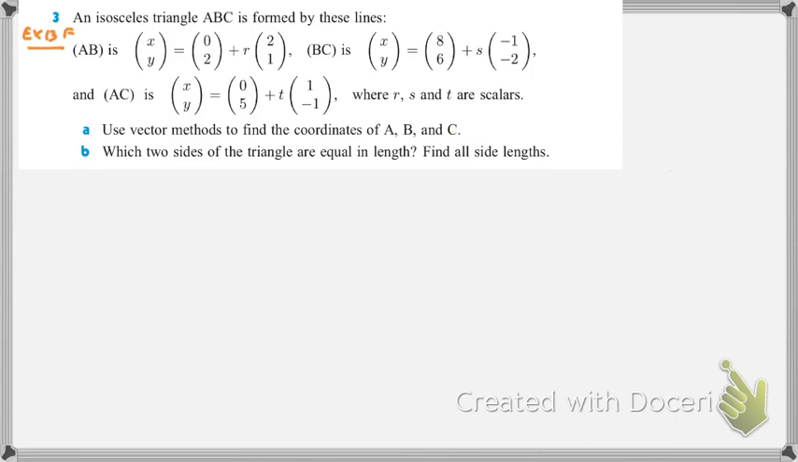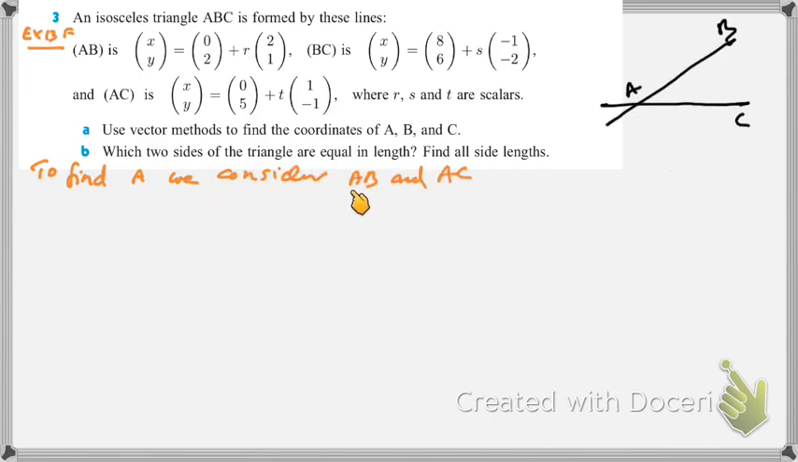Okay, so we need to find out the points of intersection of these 3 lines, and they will give you the 3 vertices. So first I'm going to look at vertex A. To find vertex A, we need to consider the 2 lines AB and AC. So the point of intersection will be point A. A is the point of intersection of the 2 lines AB and AC.